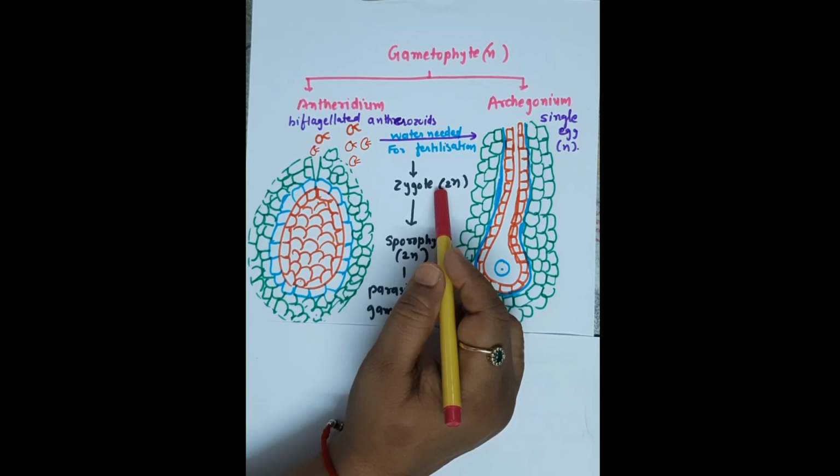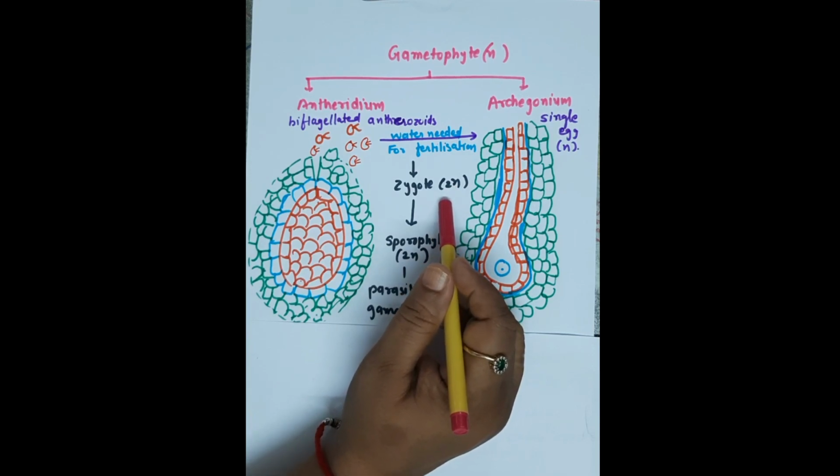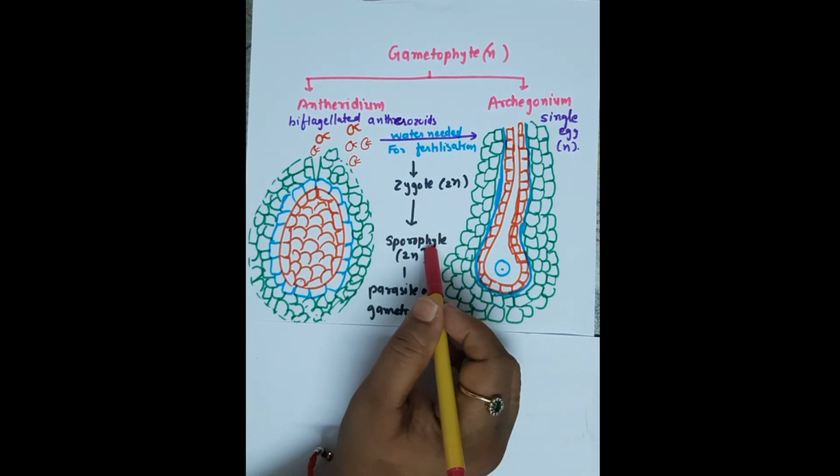The zygote does not undergo reductional division immediately. Why? Because here it is not fixed that it will germinate, so the zygote does not undergo meiosis immediately. The zygote does not undergo reductional division, but it produces a multicellular body known as the sporophyte.